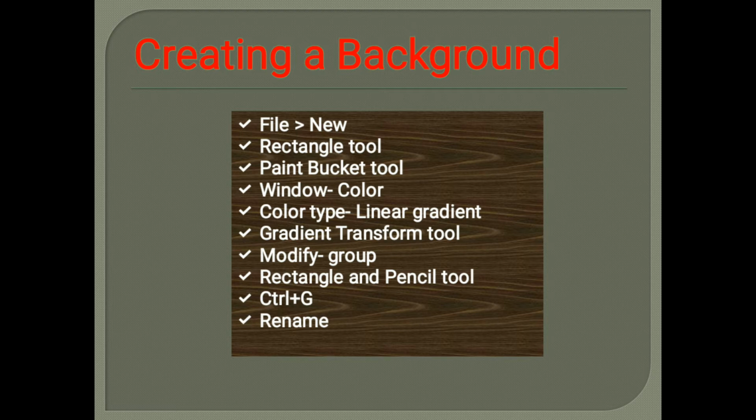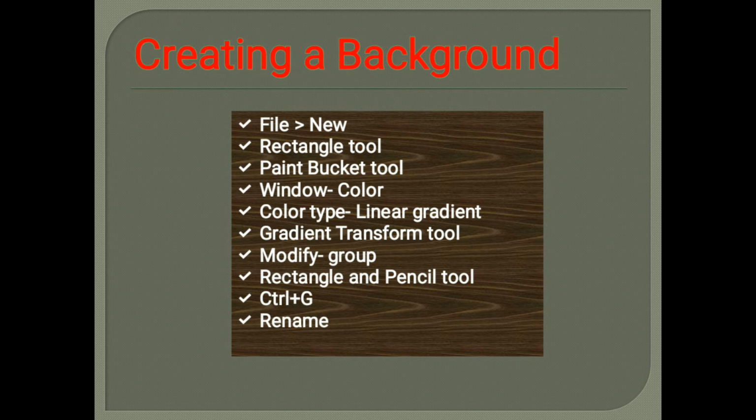Step 10, select the rectangle tool and create soil below the grass. Fill brown color in it. Step 11, adjust the color blends of the gradient in the soil. Now group the soil. Step 12, rename the layer as background.